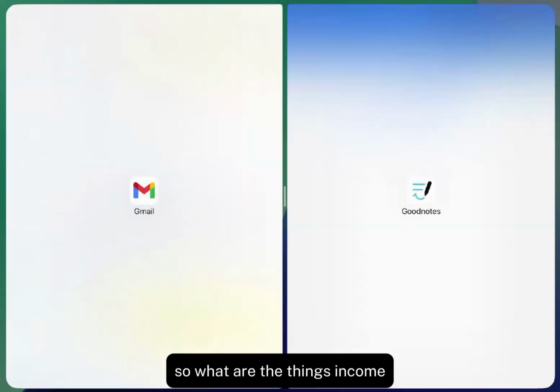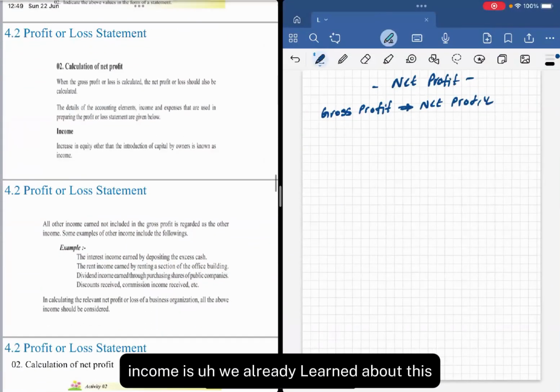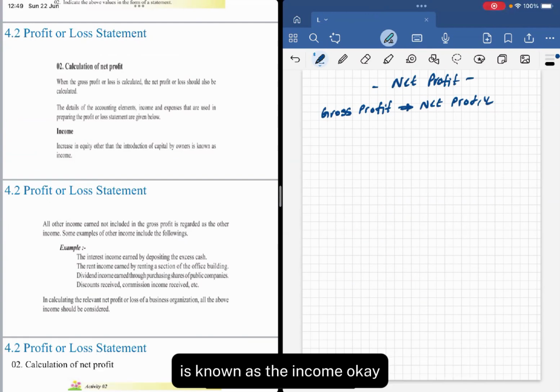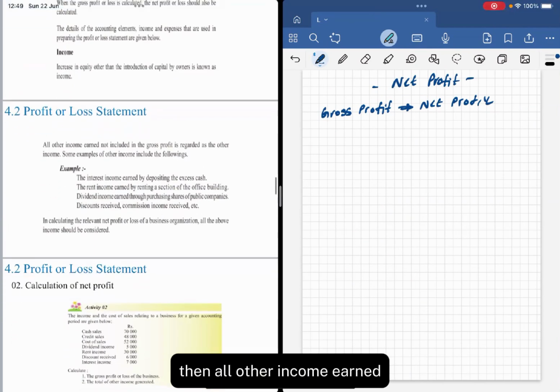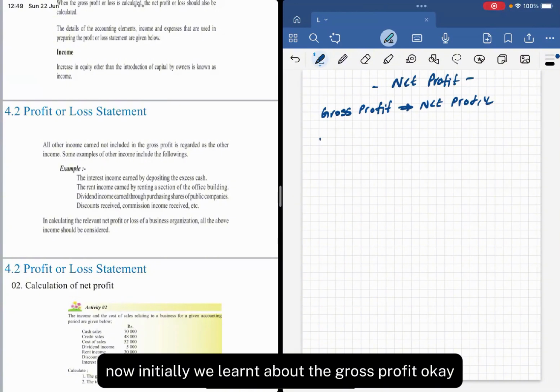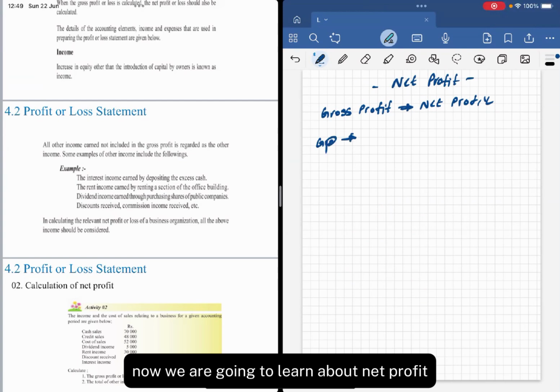So what are the things? Income, we already learned about this. Income is an increase in equity other than the introduction of capital by the owners. Then all other income earned not included in the gross profit is regarded as other income. Initially we learned about the gross profit. Now we are going to learn about net profit.